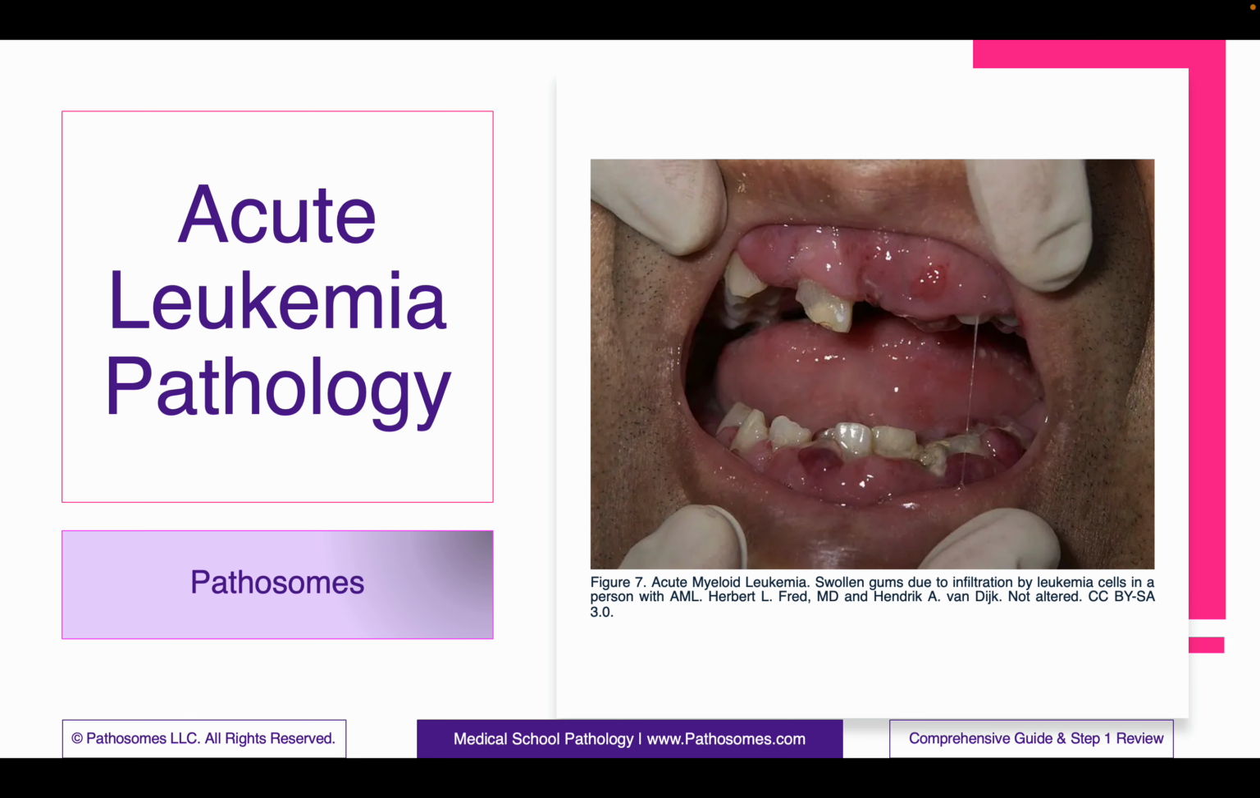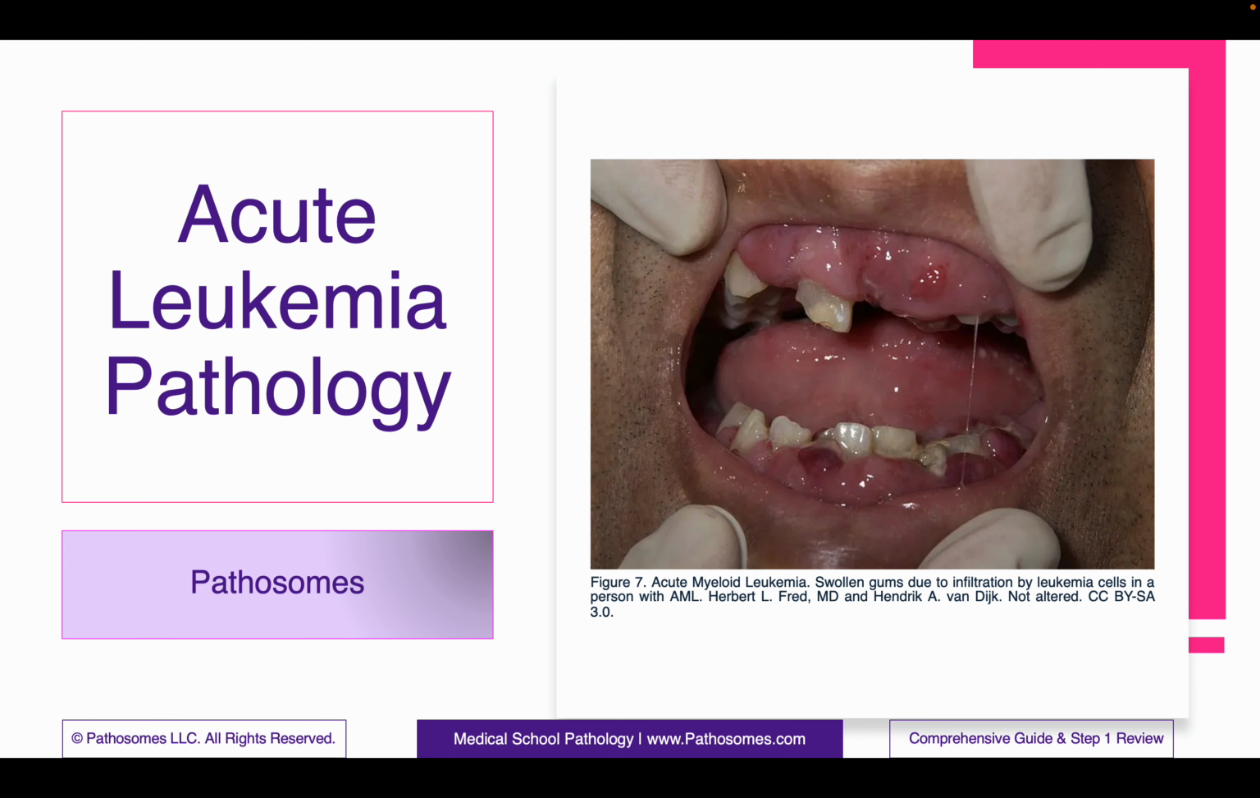This patient's gums are swollen in the setting of an infiltration by acute myeloid leukemia. It's very unfortunate. Hi, my name is Dr. Anthony Wheeler, and I'm going to tell you everything that you need to know about pathology, every single thing.